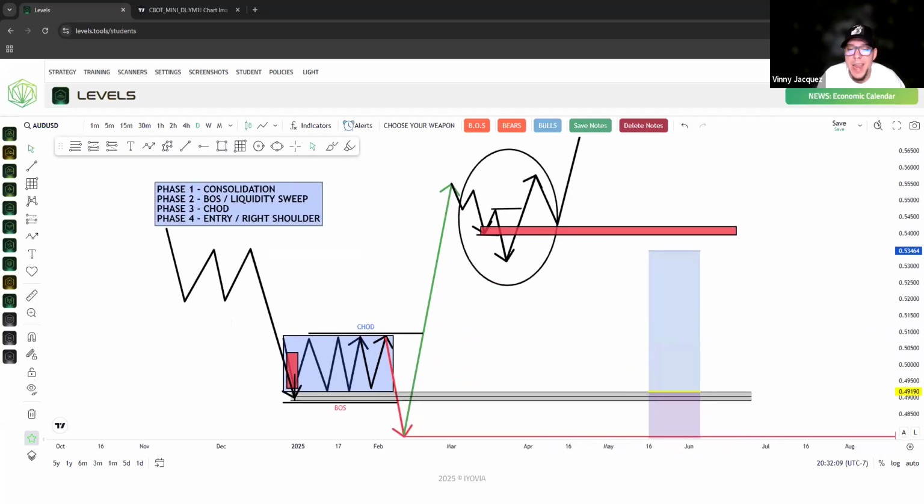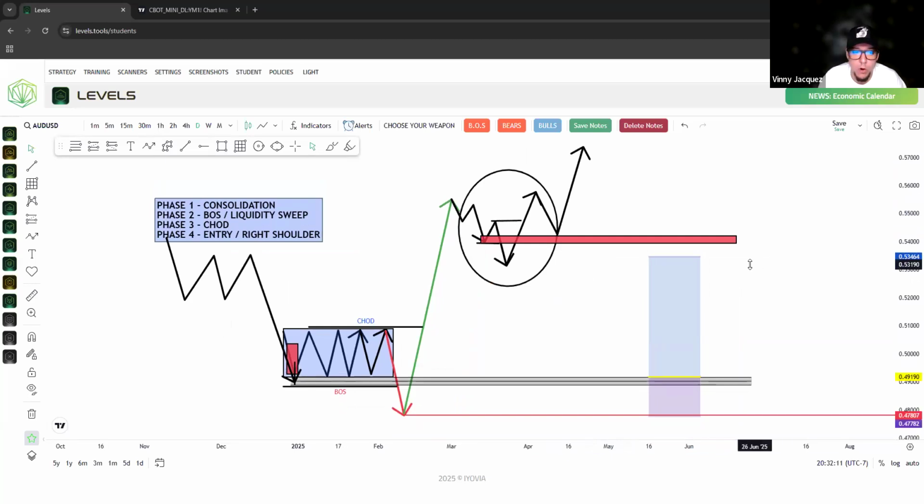Make sense? Does anybody have any questions before we continue? That way we can go ahead and look at it on the live chart. Any questions at all?